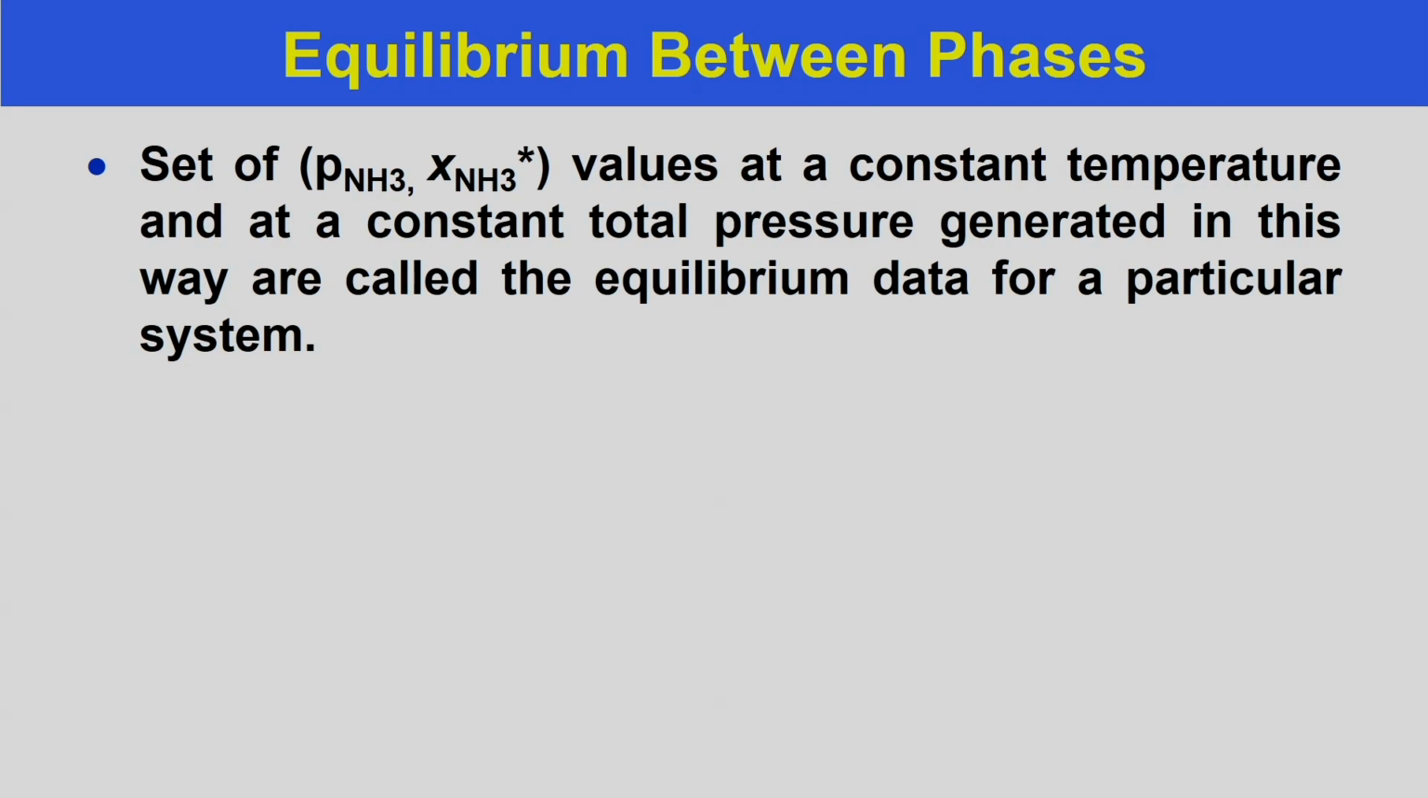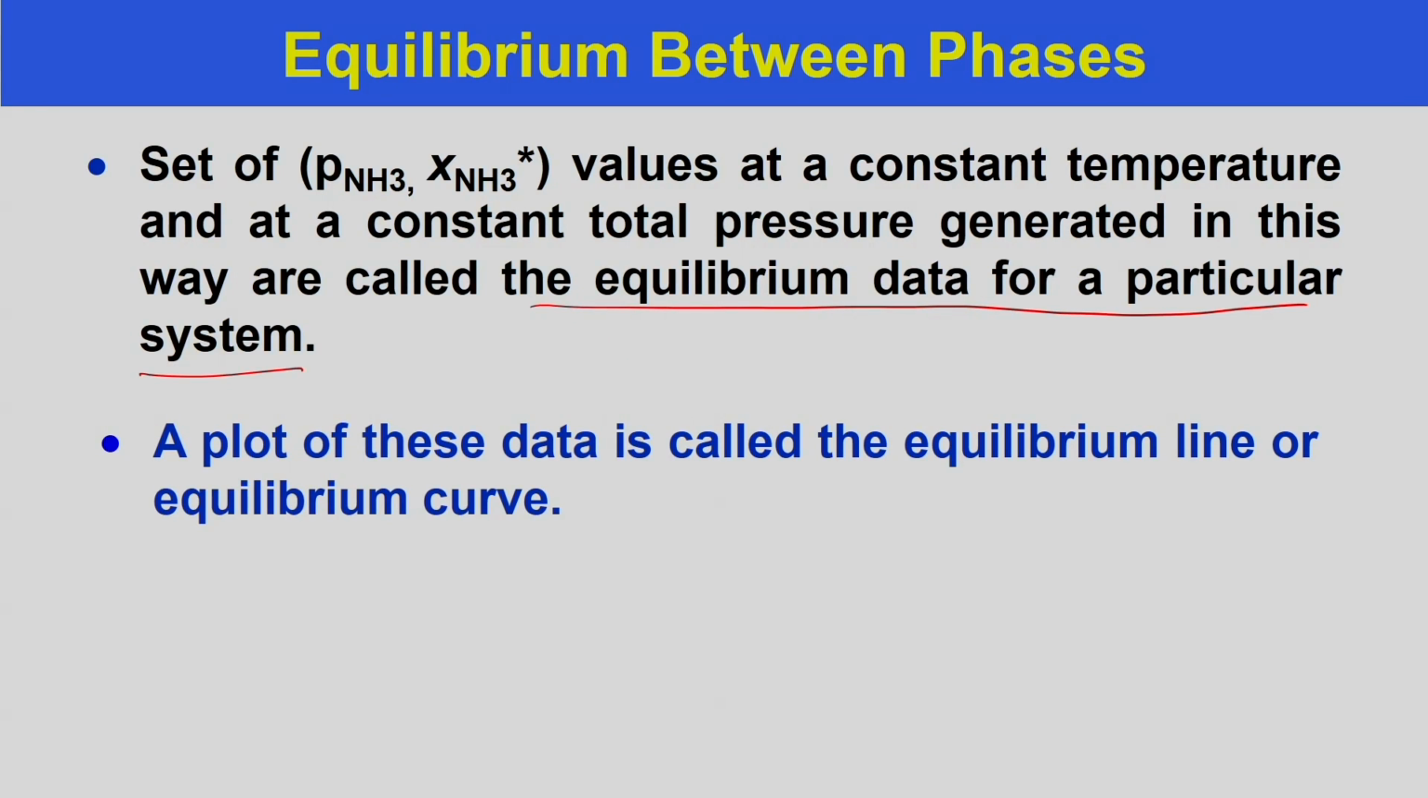Now, the set of partial pressures and the corresponding mole fractions in the liquid phase at constant temperature and constant pressure can be generated in this way, and this is generally called the equilibrium data for a particular system. If we plot this data, it is called the equilibrium line or equilibrium curve.